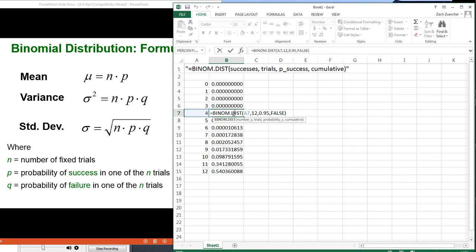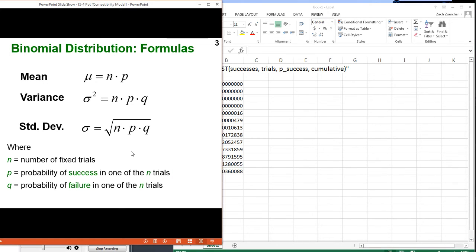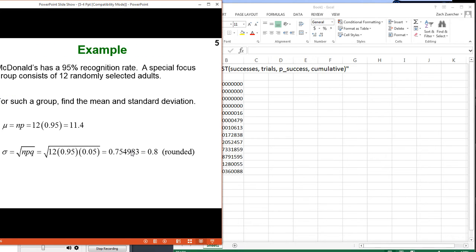Let's click on like 4 here. What's going on here? It's calculating the binomial distribution probability with A7. Okay, so it's using the 4. And if we go down here to 10, it's calculating the binomial distribution probability with A13. Okay, did I mess it up? Nope. Okay, good. Now, remember what it said over here? It said that the mean was 11.4 with standard deviation of 0.8.